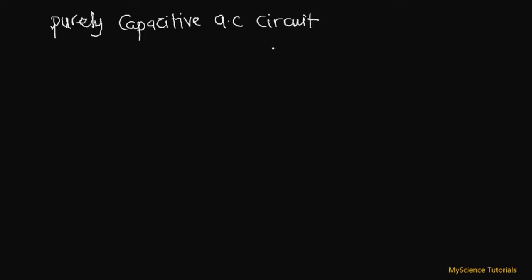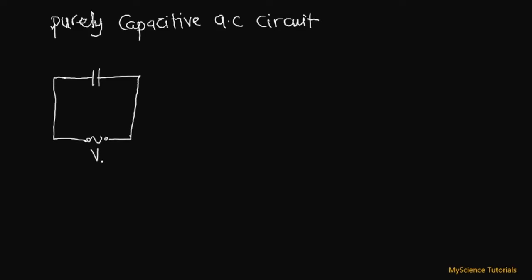So when we talk about a purely capacitive AC circuit, we are talking about a circuit that only has a capacitor as the main or the major component. If we draw the circuit diagram for that, we are going to have our capacitor over here, connected to an AC source.